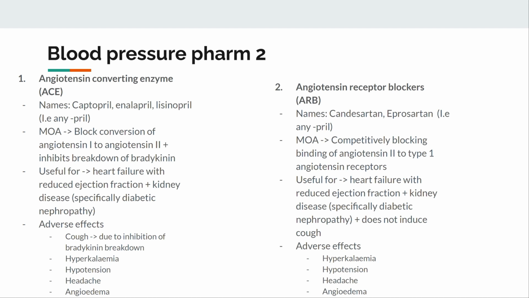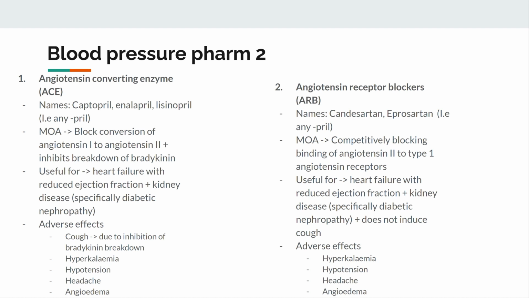When ACEs are useful, they're very useful for heart failure with reduced ejection fraction. They're very useful for kidney disease, so diabetic nephropathy. So ACEs are great for patients with heart failure and with diabetes. They do come with some adverse effects though. So you've got the cough, because there's an inhibition of bradykinin breakdown. You've also got hyperkalemia, hypotension, headache, and angioedema. So these are fairly common side effects, but they are definitely something that you need to monitor for when you put a patient on this drug.